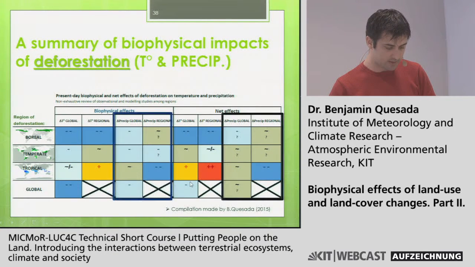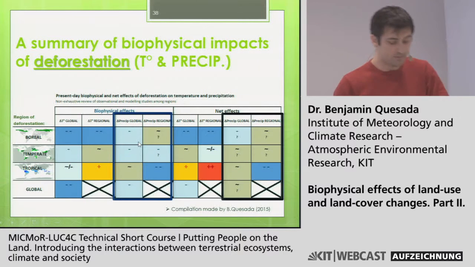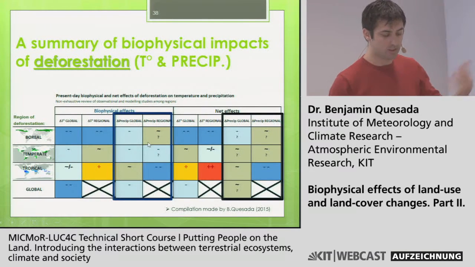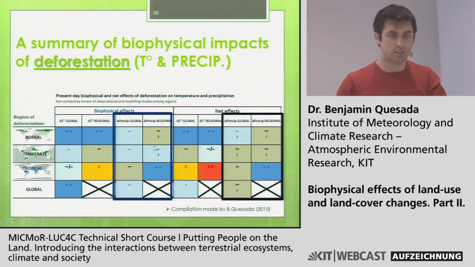For PRECIP now, you can see that there are a lot of interrogations because it's model dependent, we don't know whether the PRECIP globally are modified or not. It seems that in general, when you cut forests globally, boreal, temperate, etc., you reduce the evapotranspiration efficiency of all the previous forests. And so you have less water vapor in the atmosphere, so less probability to form precipitation. This is why, in general, we have this minus sign, so less precipitation, both globally and regionally.